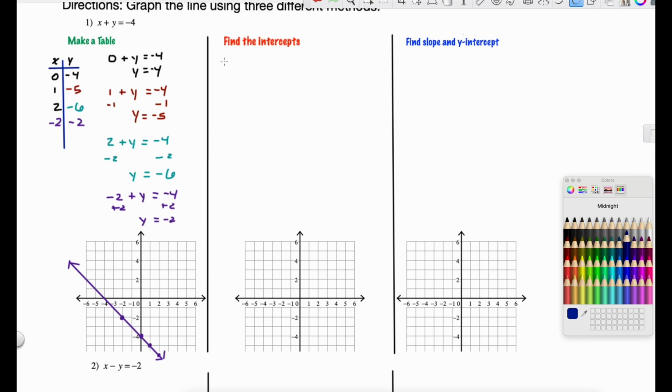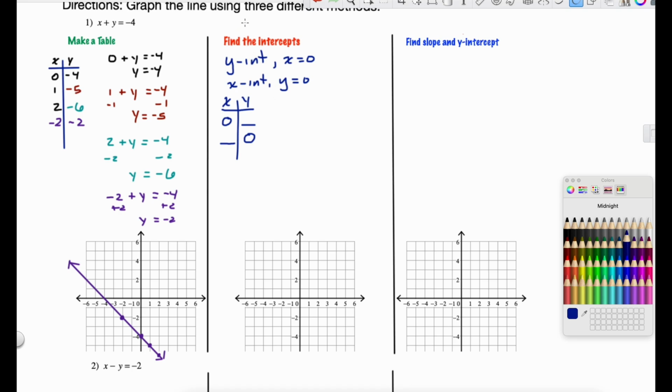In order to find the y-intercept, that means that our x value has to be 0. And if we want to find the x-intercept, it means the y value has to be 0. So essentially, it's like making another table, but we're going to put 0 for x and find what our y value is, and then we're going to put 0 in for y and find what our x value is, and then we're going to graph it.